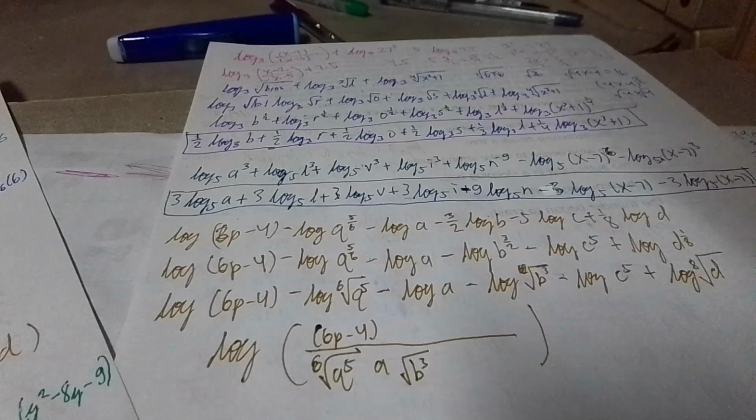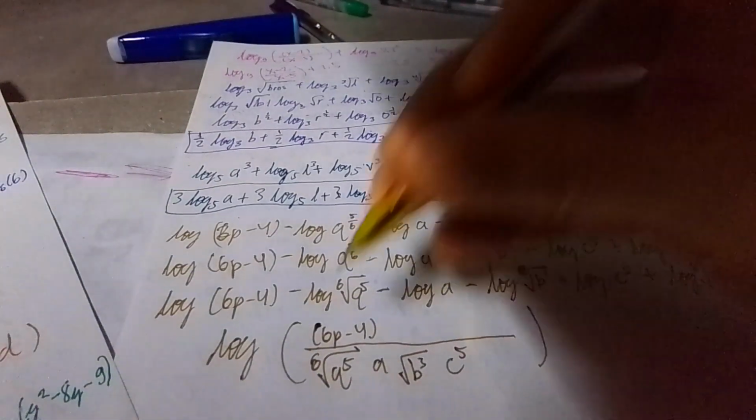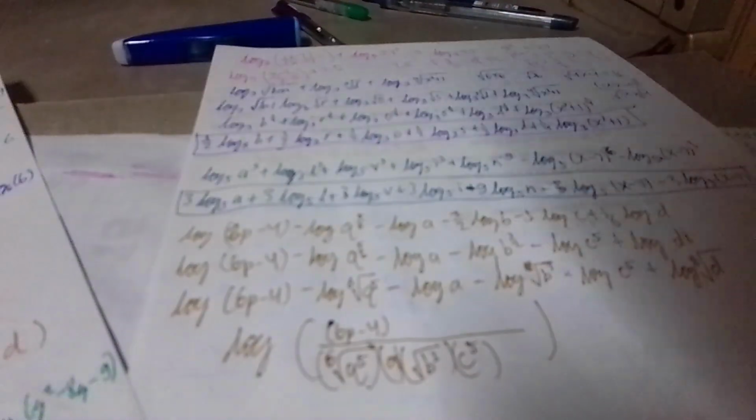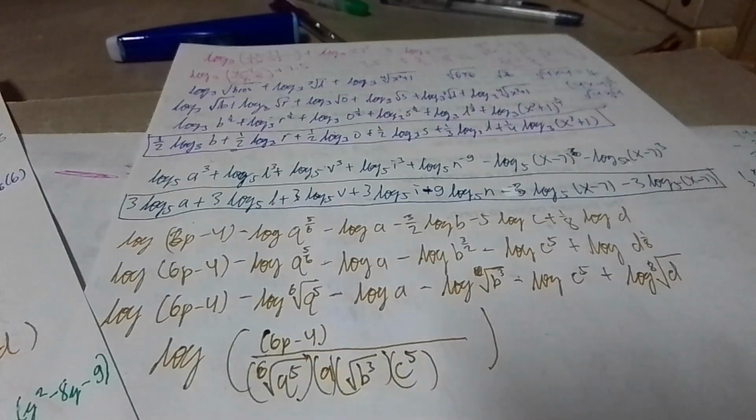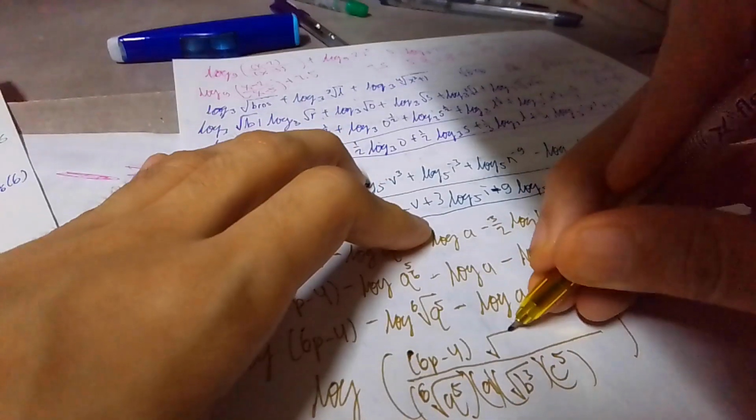C raised to the 5th power is downstairs. So therefore, this should be our answer, right? Don't forget to put parentheses, since we already know that's being multiplied. Plus d raised to the 1/8 power, or the 8th root of d, is upstairs.